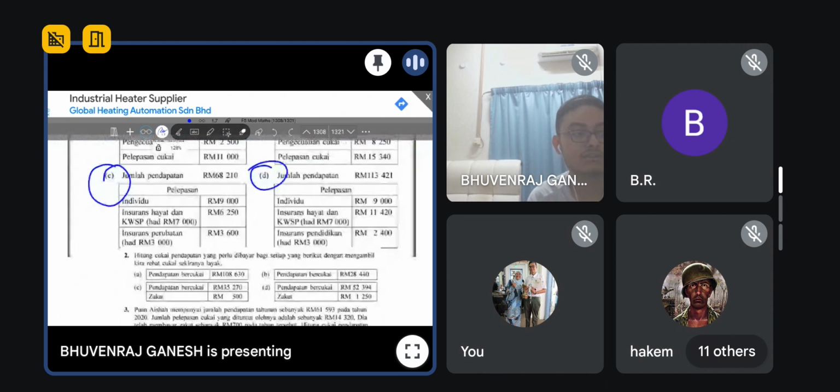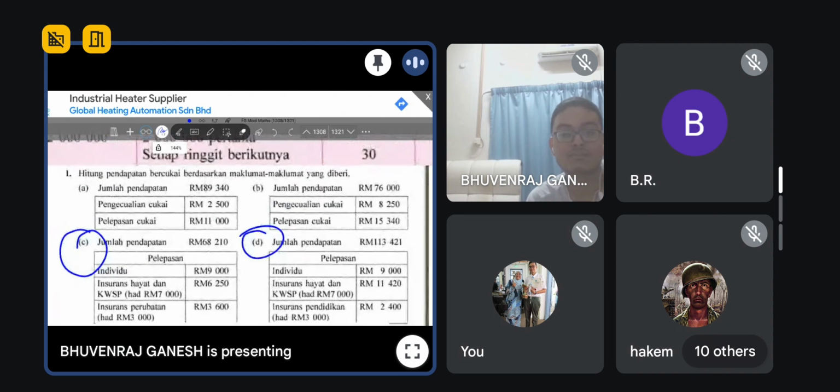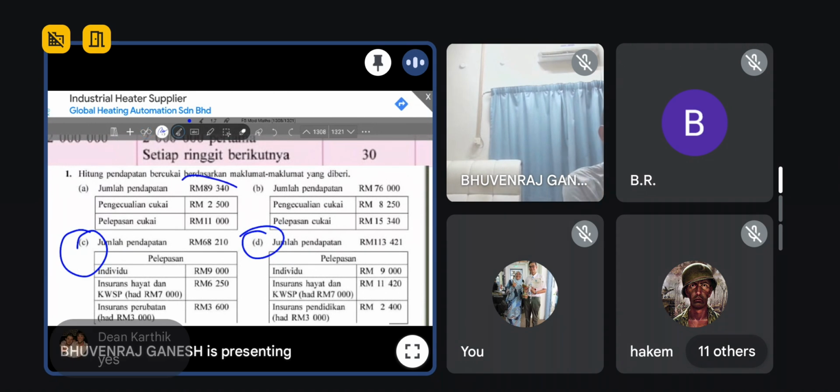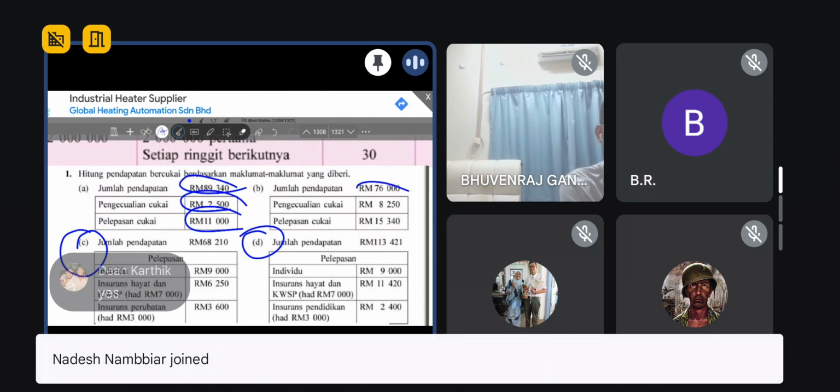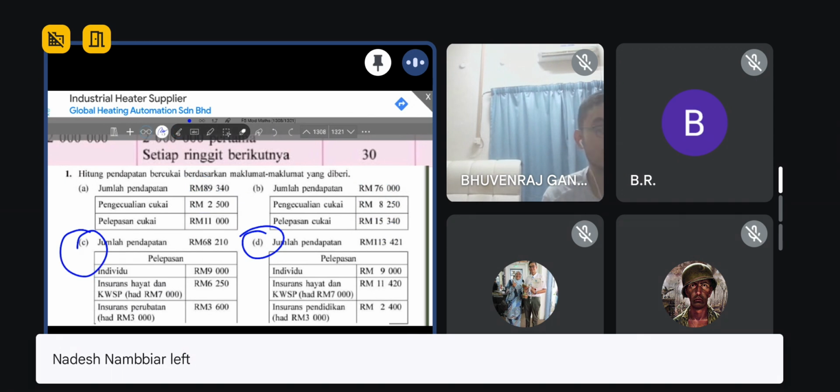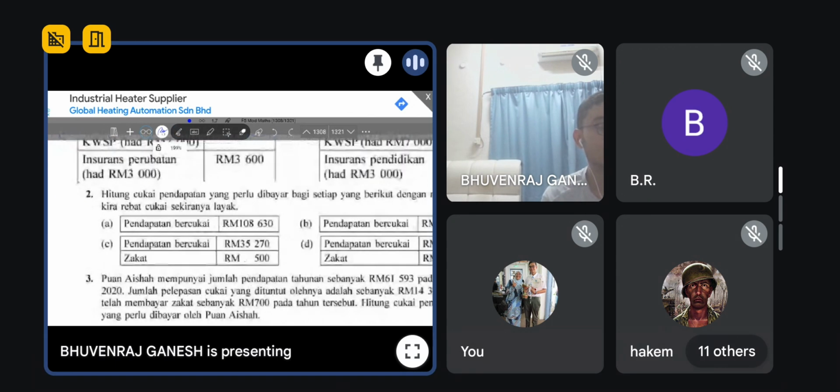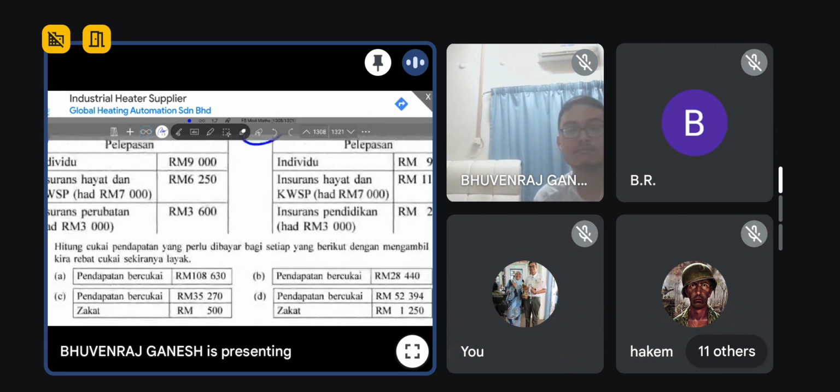So, okay, this one, question 1. Can you all do it? You can do it, right? You just need to minus all these values only. Every single thing. Okay, this one is the basic question, so I don't want to discuss this one. Okay, so number 2. This one is more of the exam type.